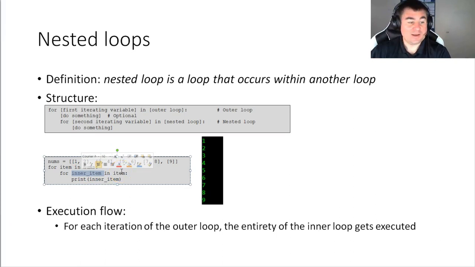In fact, that would be a pretty bad error. And we will print the inner item. So that's how nested loops work. And after executing this, we see that we are in fact dealing with individual integers and no longer with lists. Now, about the flow of control within nested loops. For each iteration of the outer loop, so of this loop, the entirety of the inner loop gets executed.